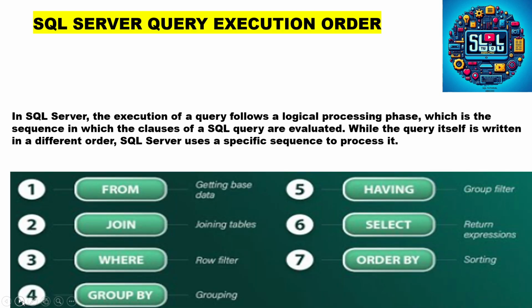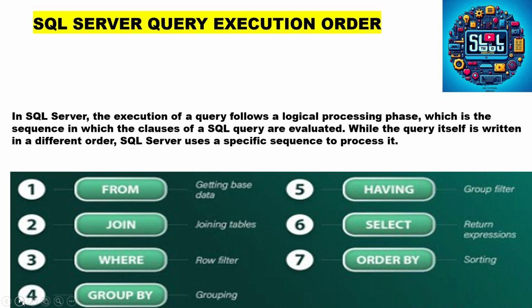So basically, what is the query execution order in SQL? In SQL Server, the execution of a query follows a logical processing phase, which is the sequence in which the clauses of the SQL query are evaluated. While the query itself is written in a different order, SQL Server uses a specific sequence to process it. It doesn't matter how you write the query order, like select at the beginning, from later, and then the where and all. Instead, the execution of the query will happen in a separate order, which we are going to discuss in this particular video.